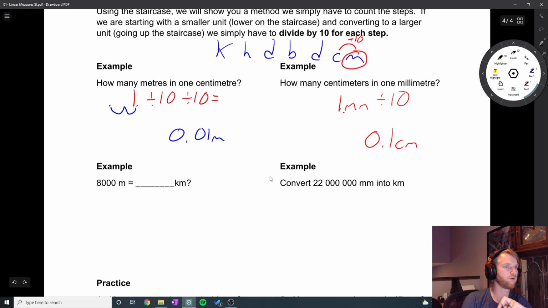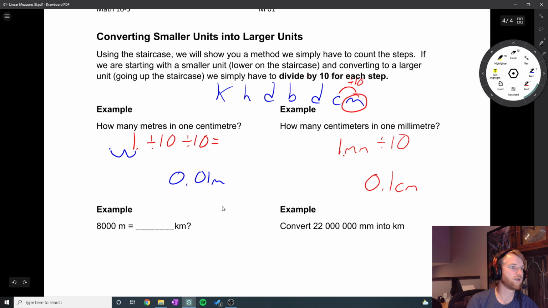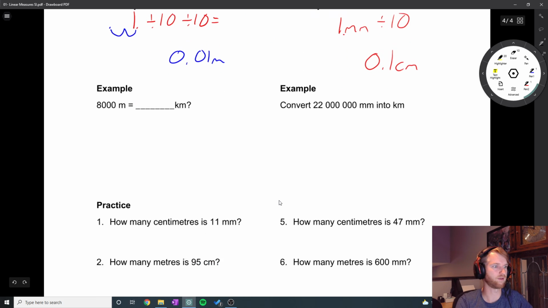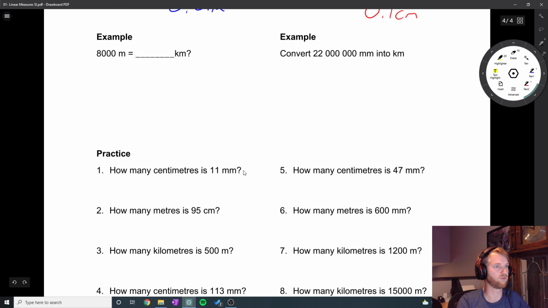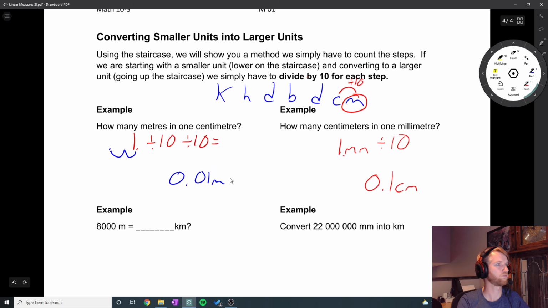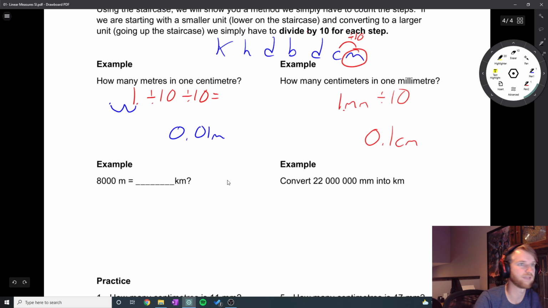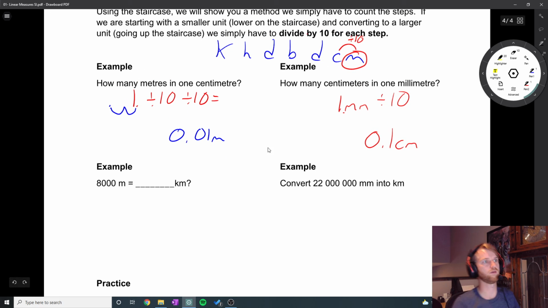For these two, I think you probably get the idea at this point. We'll just put the answers in there for you, and you can fill in the practice problems, and that's it for this lesson. Working with the metric system is much simpler than working with the imperial system. It's basically just getting a handle on whether you are multiplying or dividing by 10.